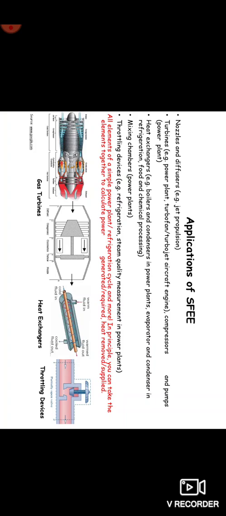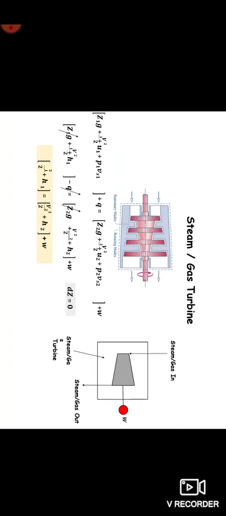I have taken some images from Google that you can see: gas turbine, heat exchanger and throttling device. Now the water turbine, this is the example. You can see the equation is z1 g plus v1 square by 2 plus u1 plus p1 vs1 plus q is equal to z2 g plus v2 square by 2 plus u2 plus p2 vs2 plus w. So the top portion is delta z1 and the bottom portion is z2. This is the example of a water turbine.